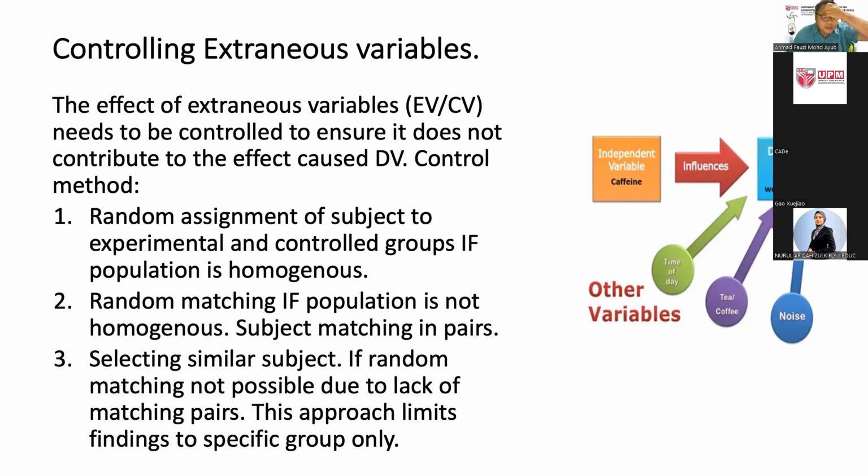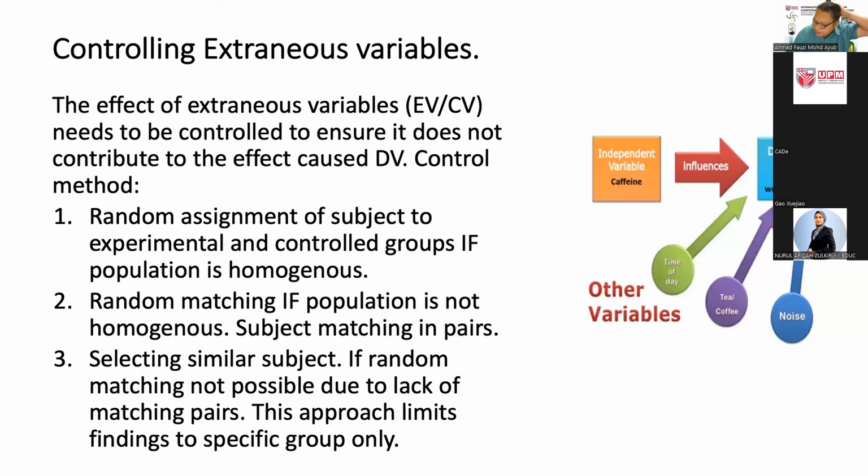So we need to pair them. Similar. Also, if you have a male and female, so you have an imbalance in terms of female and male, so maybe at an early stage, when you divide them into control group and treatment group, you can match them. So some of the female students in the control group, some in the treatment group. And then selecting similar subjects. If random matching is not possible due to lack of matching pairs, this is appropriate.